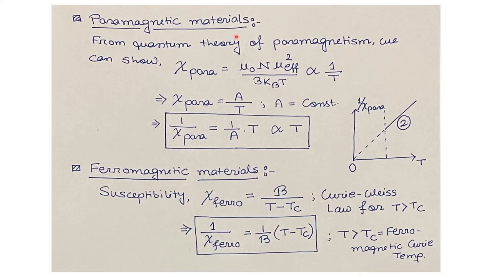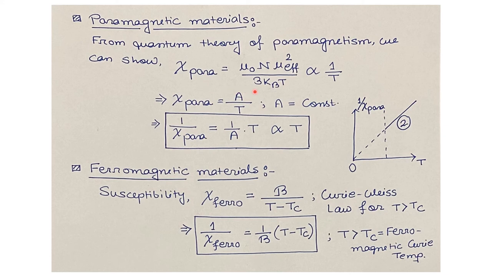For paramagnetic materials, from the quantum theory of paramagnetism, we know the paramagnetic susceptibility chi para is given by mu naught times n times mu effective whole square divided by 3 kBT. Here mu naught is the magnetic permeability in vacuum, n is the number density of the atoms in the system, mu effective is the magnetic moment per atom, kB is the Boltzmann constant, and T is the temperature of the system. So basically the susceptibility of the paramagnetic material is proportional to 1 by T. So it is inversely proportional to temperature.